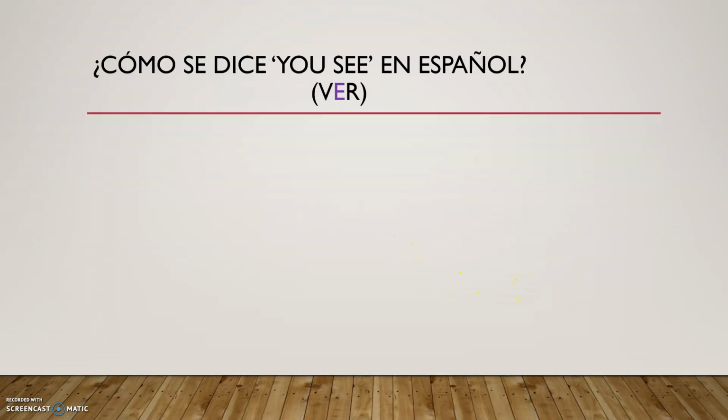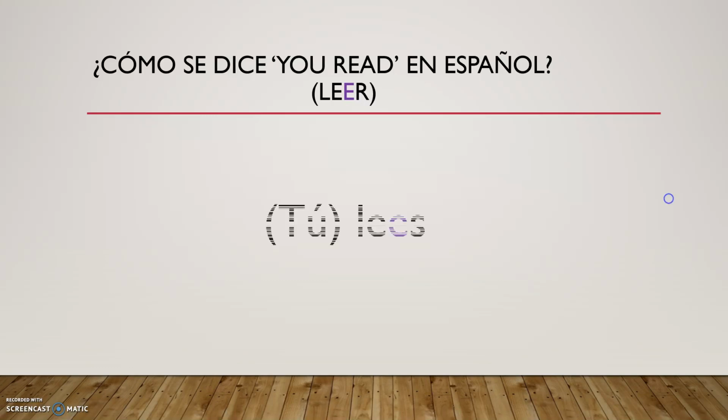Another example. ¿Cómo se dice you see en español? To see is ver. You see is tú ves or simply ves. The ER verb gets an ES ending. ¿Cómo se dice you read en español? To read is leer. And you read is lees.